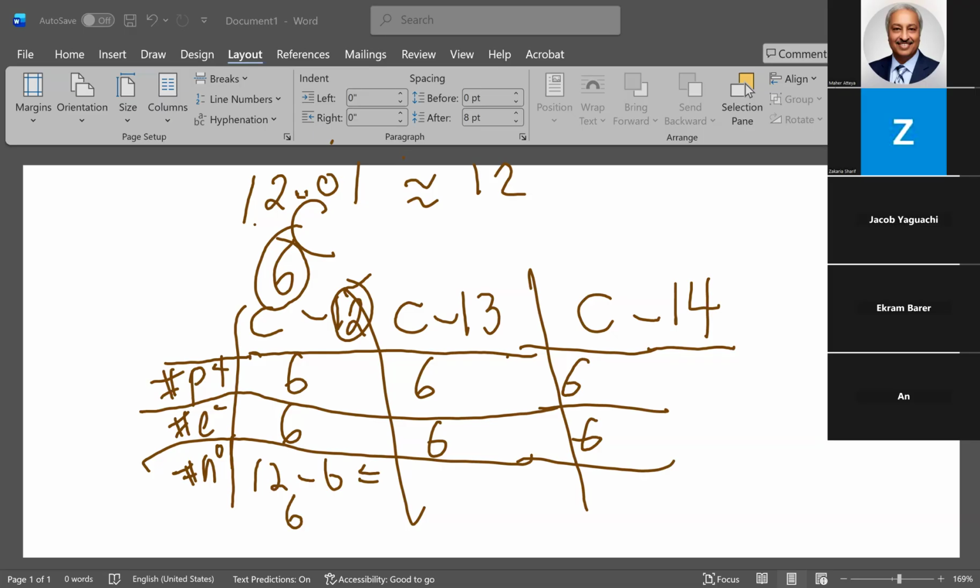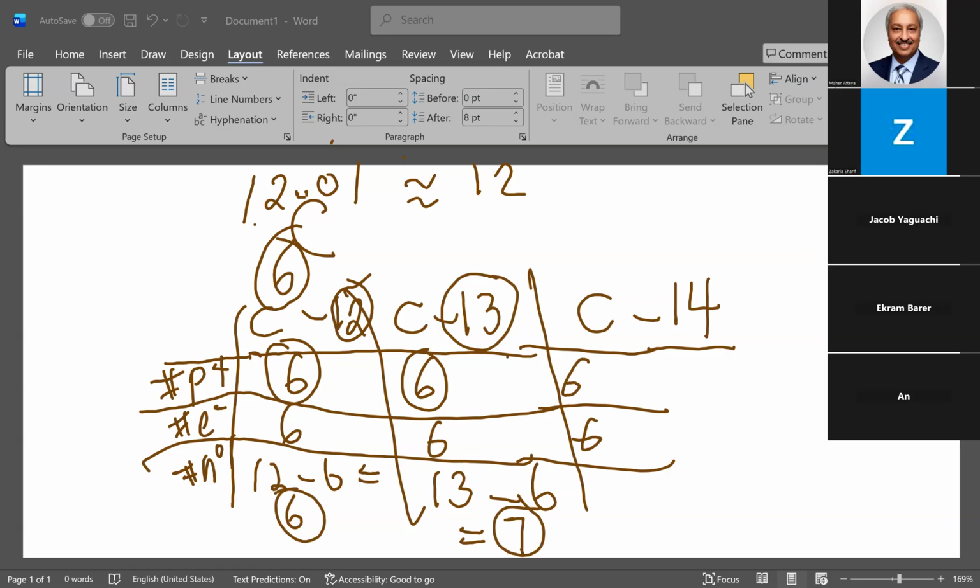So here's 13, atomic mass, minus number of the protons, always we subtract the number of protons, equals what? 7. So this is 6, this is now 7. So here's 14. 14 minus 6, that's your 6 here, is 8.